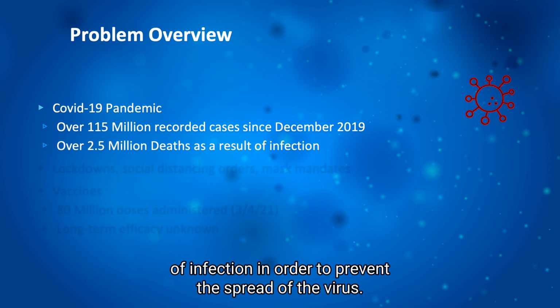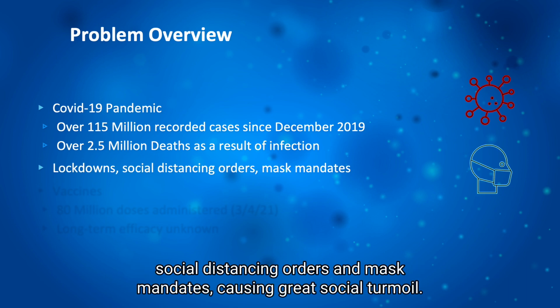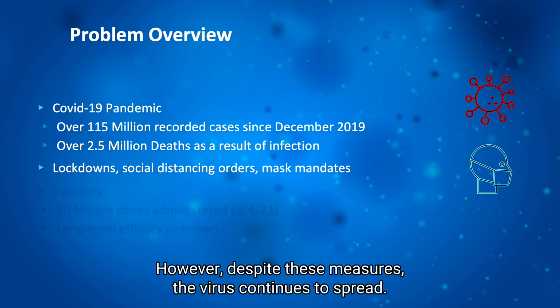In order to prevent the spread of the virus, governments have been forced to order stringent measures such as lockdowns, social distancing orders, and mask mandates, causing great social turmoil. However, despite these measures, the virus continues to spread.